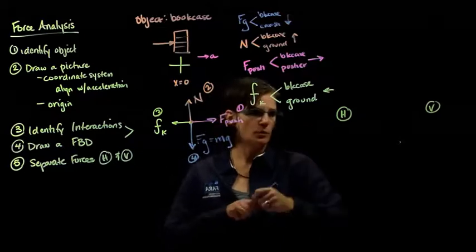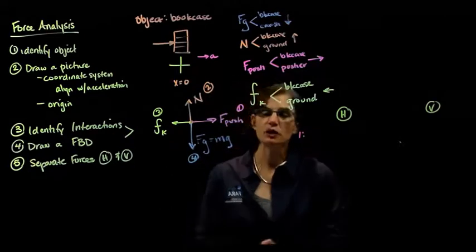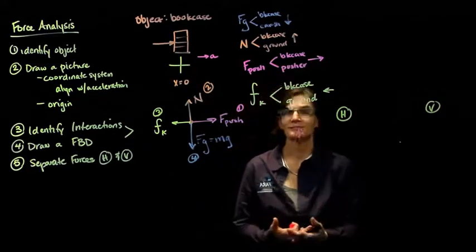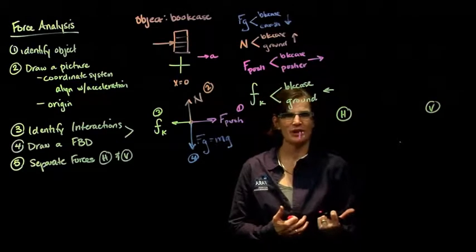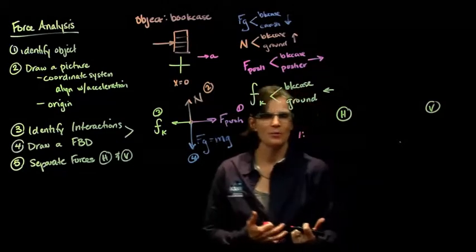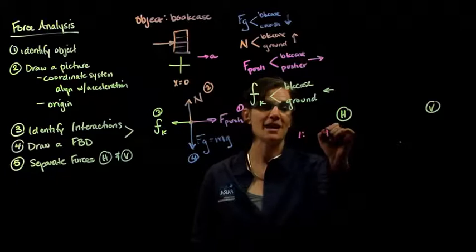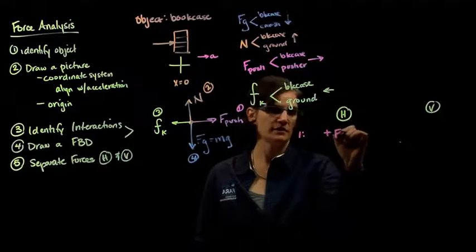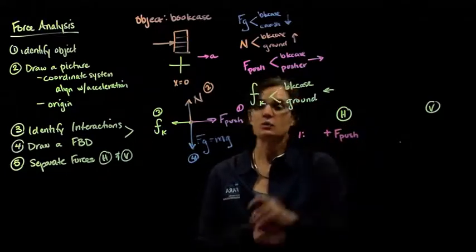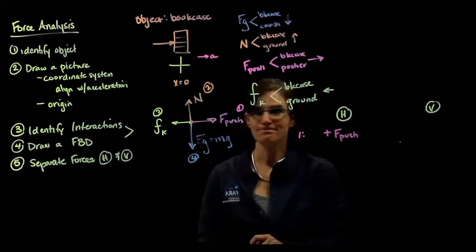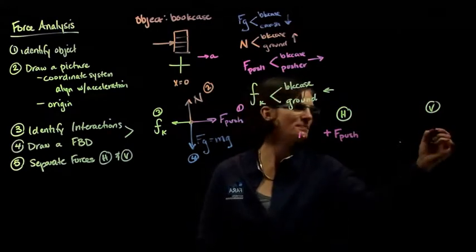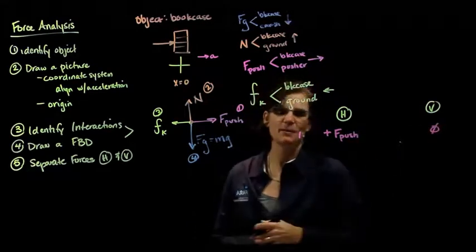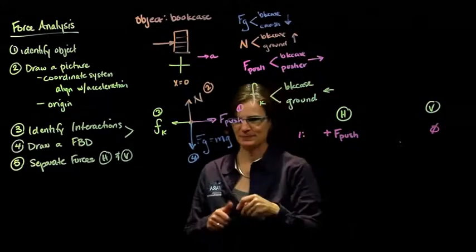So force number 1. Now we want to look. Does it have a horizontal component? Yes, it's to the right. Does it have a vertical component? Nope. So my horizontal component is a positive force of the push. Do I know what that force is? Nope, it's not given in the problem. So we're just going to leave it as a positive force of the push to the right.